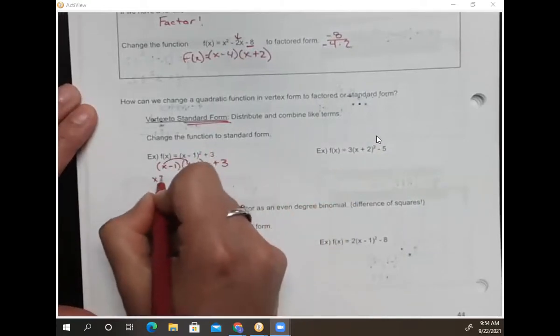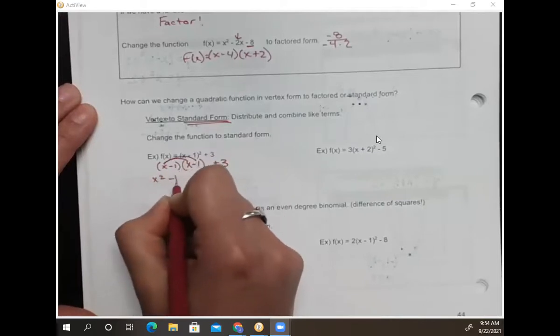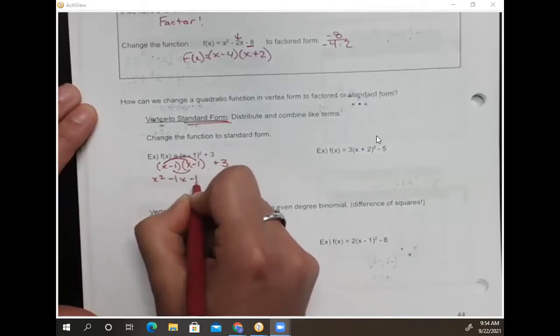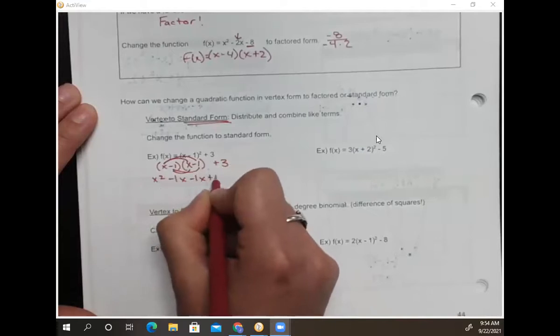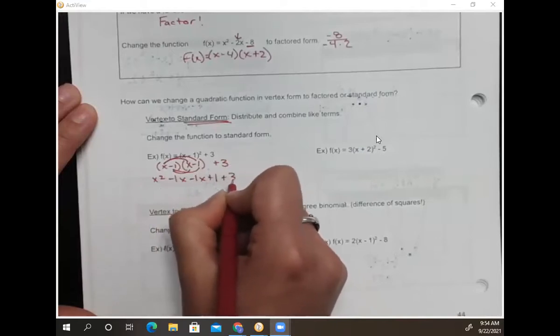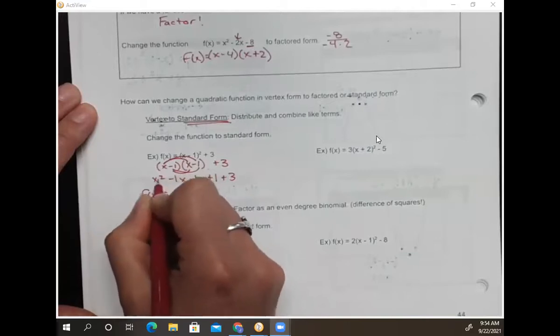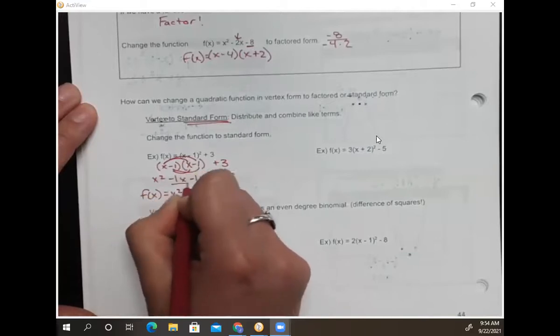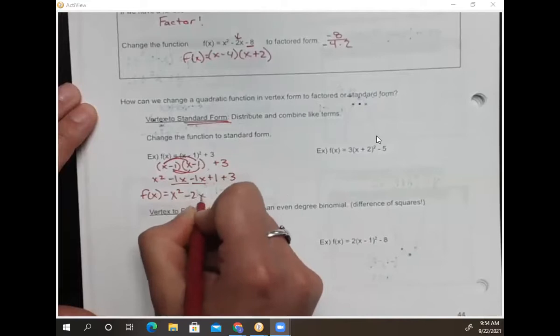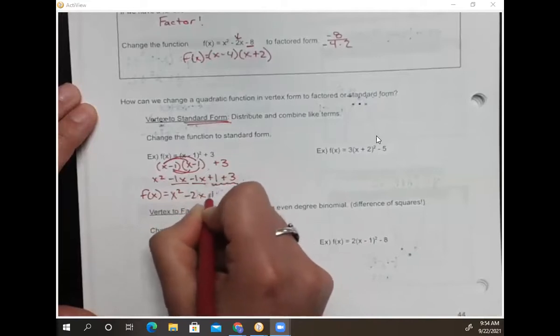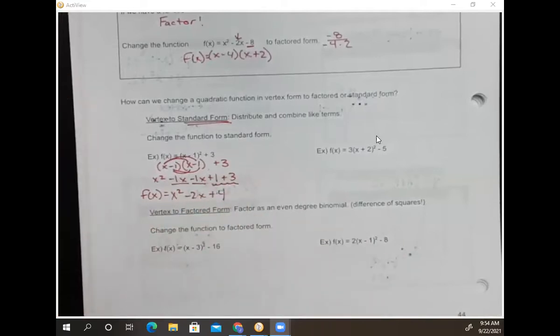So this would be x squared minus 1x minus 1x plus 1, and then don't forget your plus 3 at the end, and then combine your like terms. So I've got x squared minus 2x plus 4. Okay, very similar to what we just did.